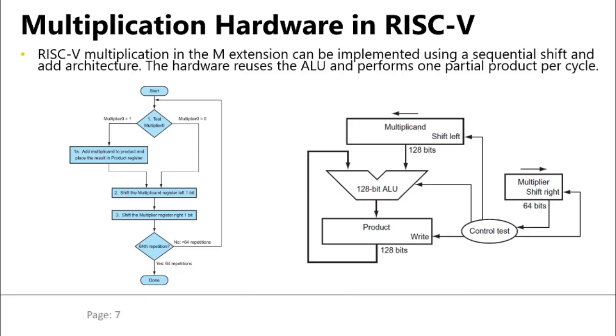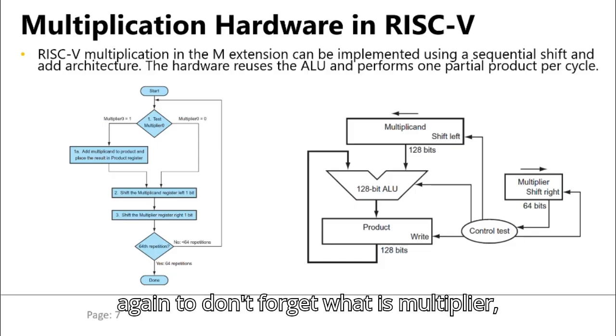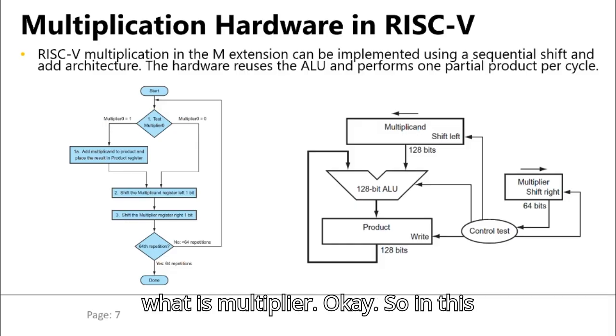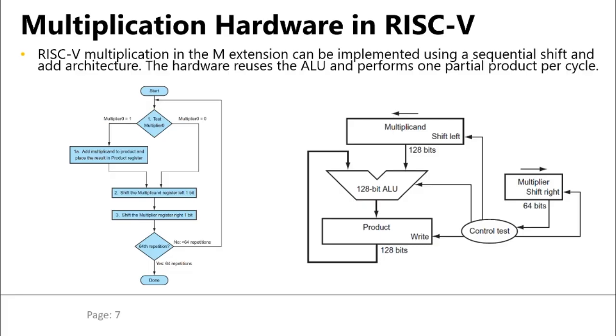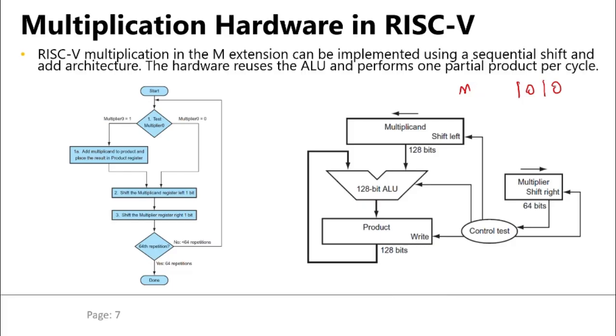Okay, but this is the algorithm. The algorithm is very easy. You start with testing the multiplier's least significant bit. So I write this again to not forget what is multiplicand and what is multiplier. In this example, we consider 1010 as the multiplicand. I just put mcand, and this one is the multiplier.